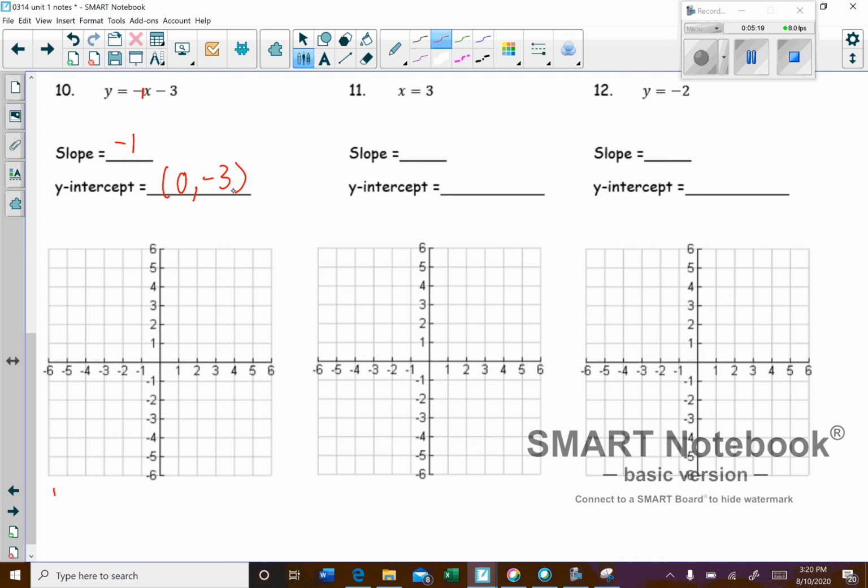So we'll go ahead and plot that. And then my slope is negative 1, or I can look at it as negative 1 over positive 1. Once again, I could put the negative on bottom if I really want. So the change in y over the change in x. So I'm going to go down 1, forward 1. Down 1, forward 1. And then we'll go ahead and connect those. And there we go.